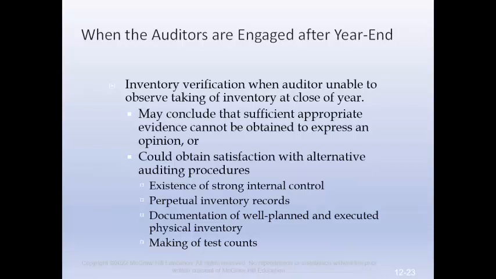On the other hand, under other circumstances, the auditors may be able to obtain satisfaction concerning the inventories by alternative auditing procedures. These favorable circumstances might include the existence of strong internal control, perpetual inventory records, availability of instructions and other records showing that the client had carried out a well-planned physical inventory at or near the year end, and the making of test counts by the newly appointed auditors.